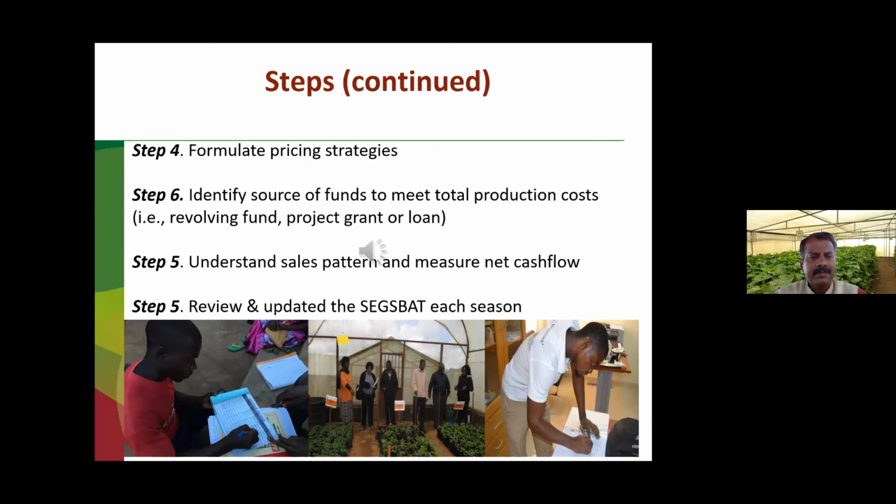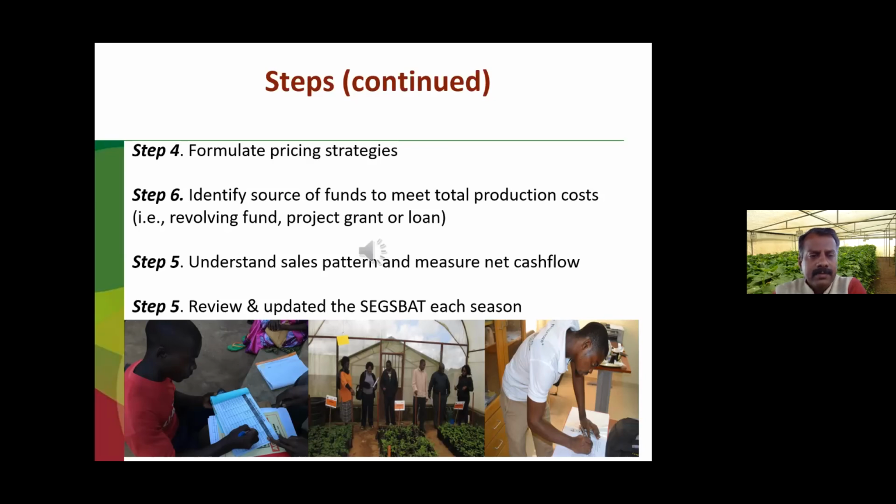And if you think that you have already crossed the project period, and now you would like to showcase 100% support from your own funds, then you have to ensure that you have generated sufficient revolving fund that can support your recurrent production cost. And once you identify the source of funds that can support every year, you should also be able to understand the sales pattern.